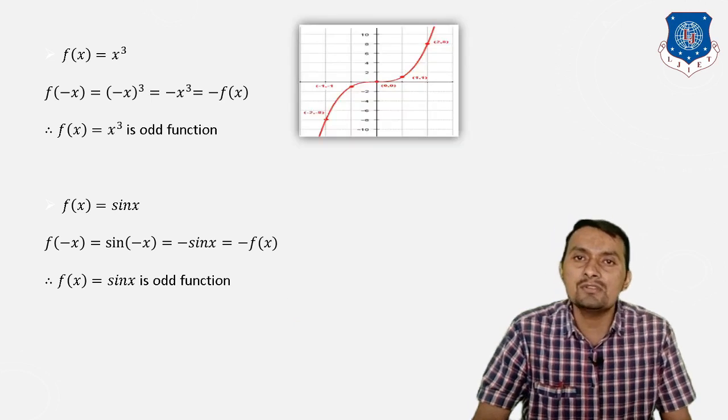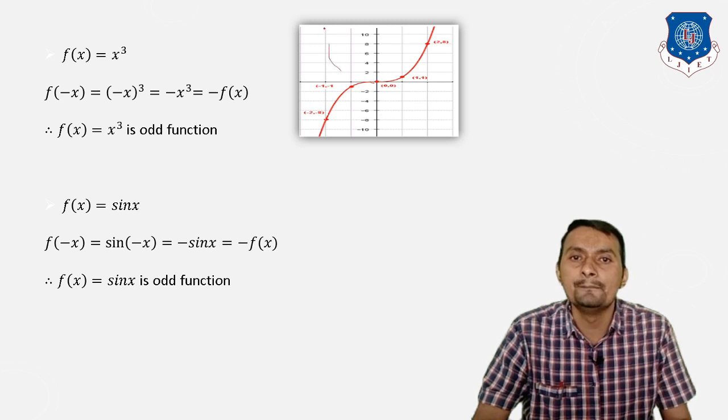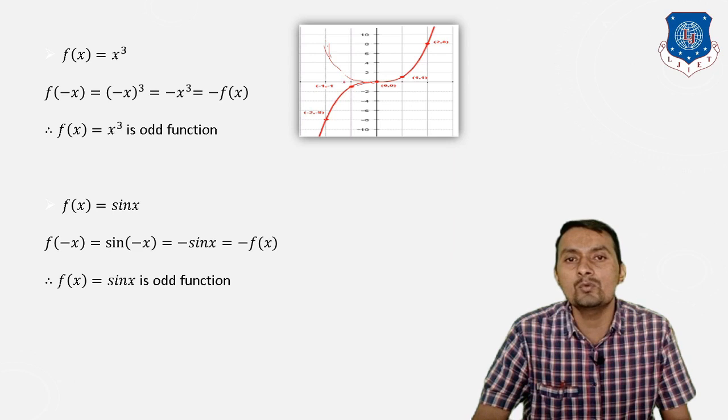But if I talk about f of x equal to x raised to cube, we are not going to get its image here, but we can see that the image of this part in the second quadrant is symmetrical about the origin. This image is not exactly here, but it lies in the opposite quadrant. So we can say it is an odd function.